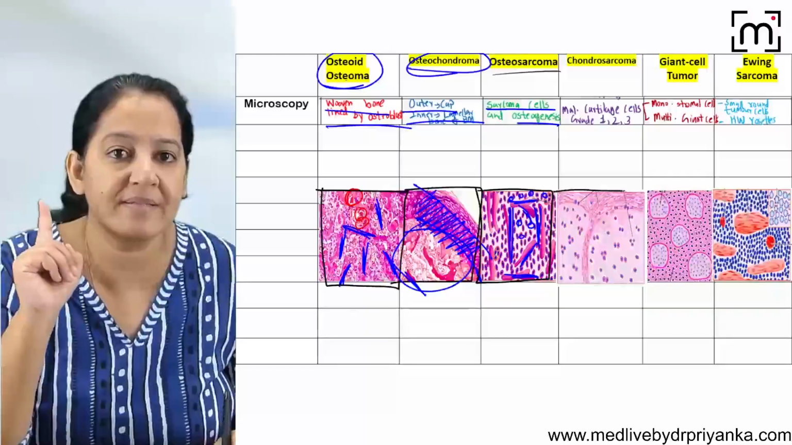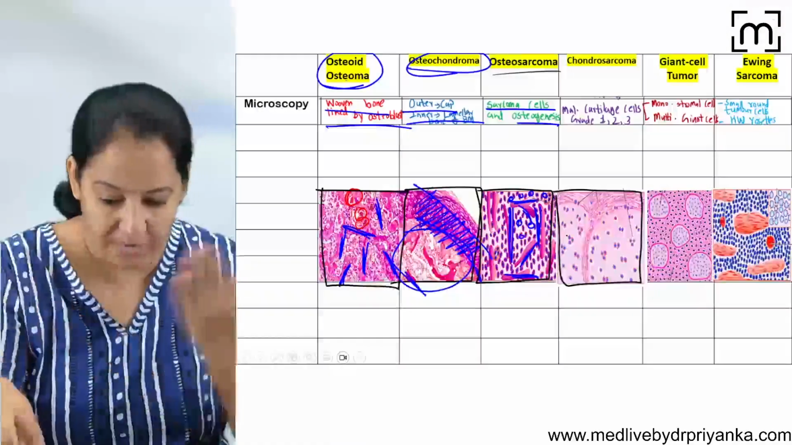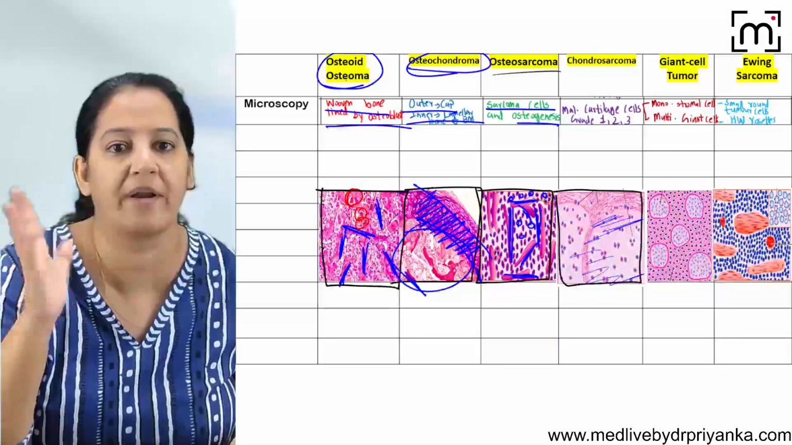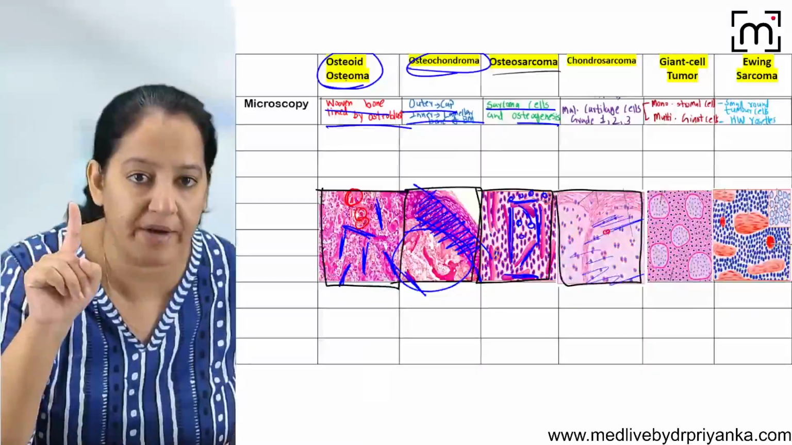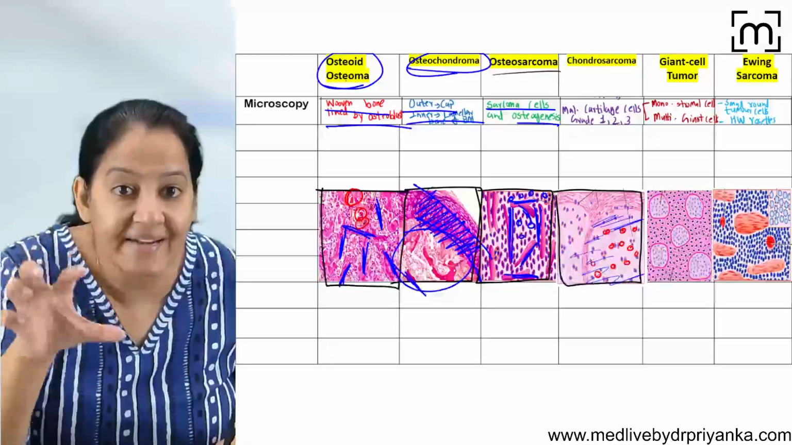Now coming on the next one, the next is chondrosarcoma. Here again, we see the two things. The background is myxoid in nature, the bluish background. The connective tissue is myxoid or mucoid in nature. And in that myxoid or mucoid background, we can see the tumor cells. These are malignant cartilaginous cells.